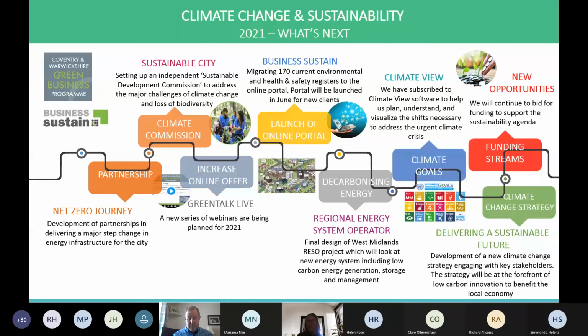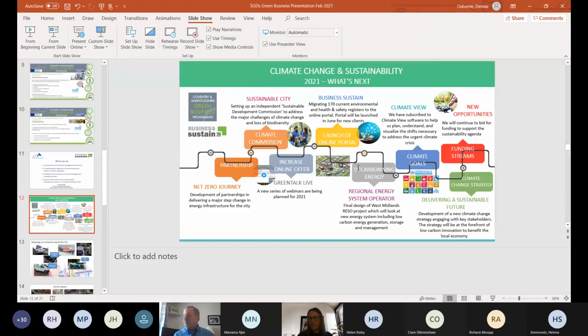We're constantly looking for new funding opportunities as well. We're aware that the ERDF money won't be around forever, so we're looking to bid for new funding to support the sustainability agenda. And finally, we'll be developing a new climate change strategy. Our current one has come to an end. We delivered on that 6 years early, but we still know there's lots to do. So we'll be working on that new strategy and working closely with organisations, universities, and the local community to get that right. So that's it for me.